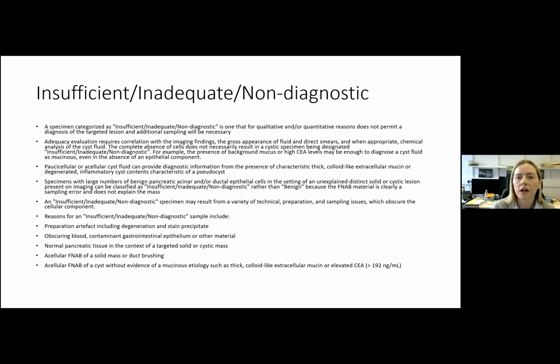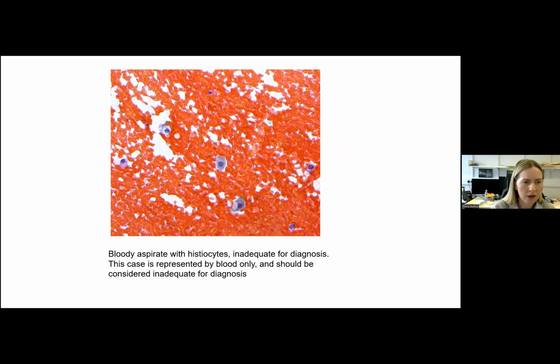The other situation where you would call something inadequate or non-diagnostic is when they've told you that they've sampled from an actual solid or cystic mass and all you have is normal pancreatic acinar and ductal cells. So essentially you're calling it non-diagnostic because what you're seeing does not explain the radiological appearance of a mass lesion. So here I've put an example of a highly blood-stained sample with macrophages, which is inadequate for diagnosis.